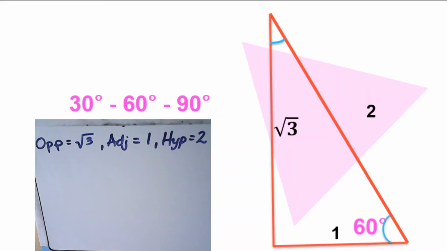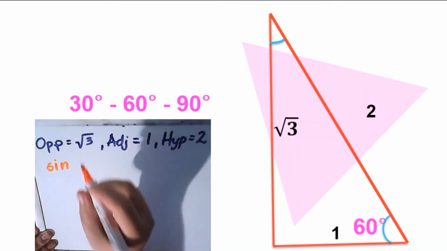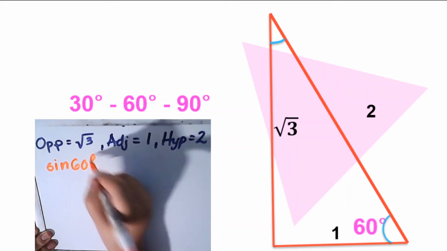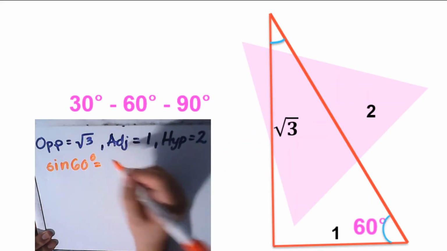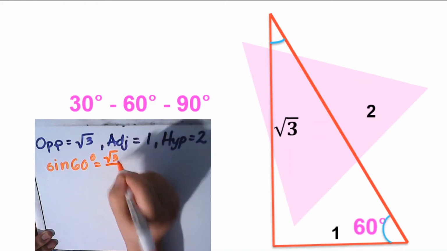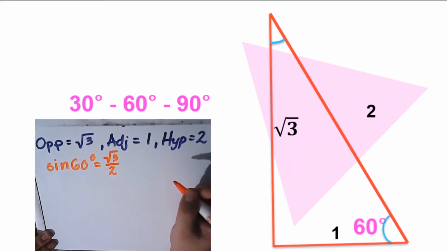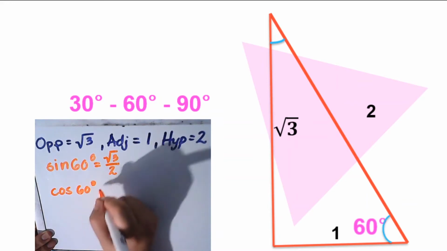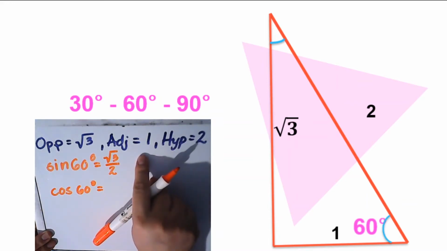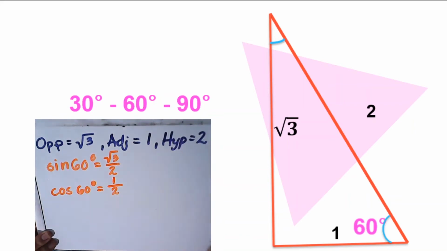Now, let us get the 6 trigonometric ratios of 60-degree angle. Start off with sine 60 degrees. Again, sine is opposite over hypotenuse. Therefore, sine 60 degrees is square root of 3 divided by the hypotenuse, which is 2. Now, to get cosine 60 degrees, we have to divide the adjacent side by the hypotenuse. Therefore, cosine 60 degrees is 1/2.